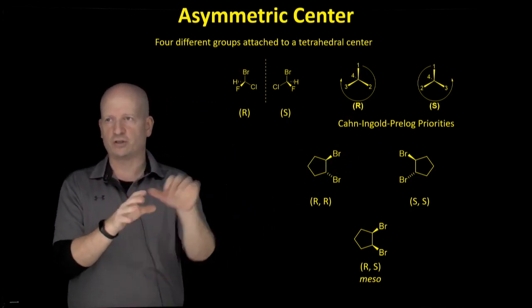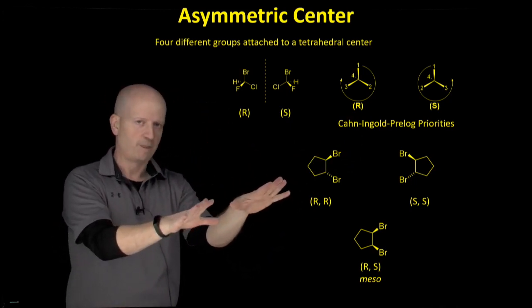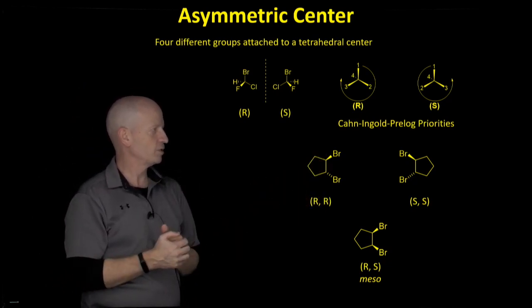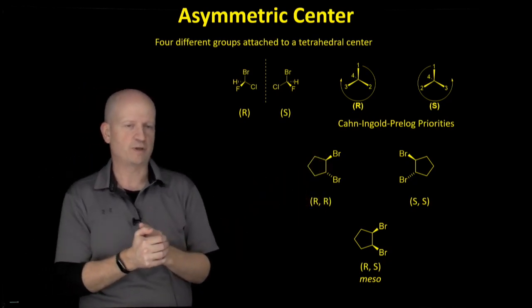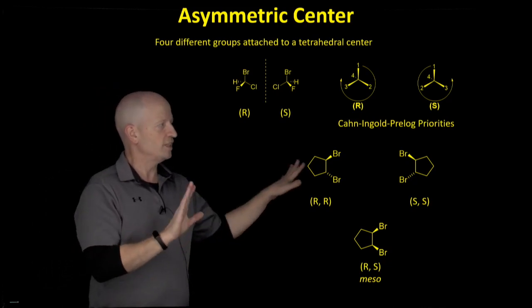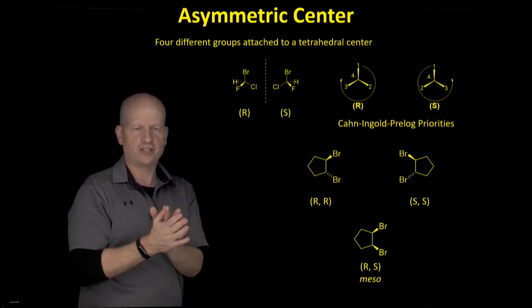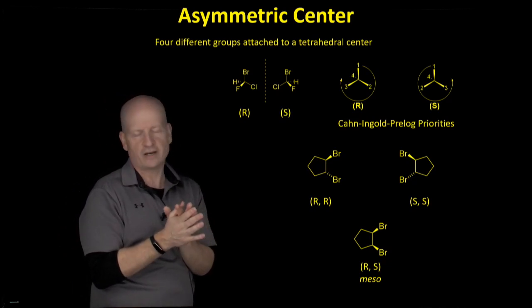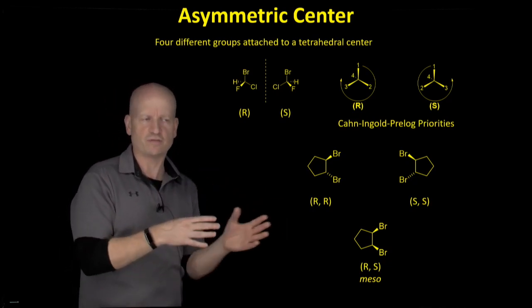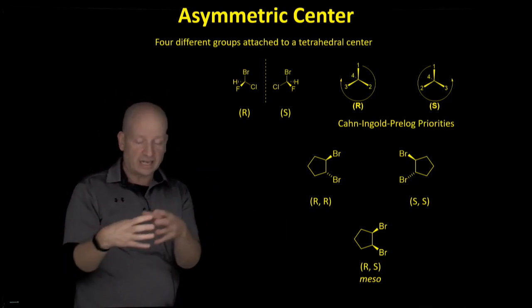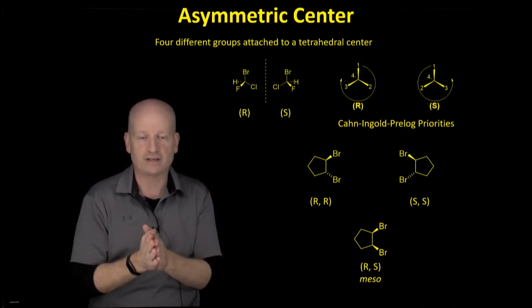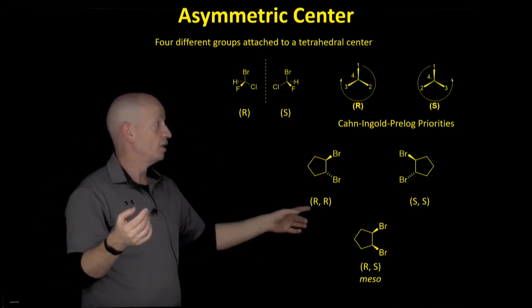So if we look at the molecules then on the bottom part of this slide, we have different isomers of 1,2-dibromocyclopentane. And they only differ by the relative orientation of the bromines in 3-dimensional space. They are what we'd call stereoisomers of each other. They're connected in the same way, but they are pointed in different directions.